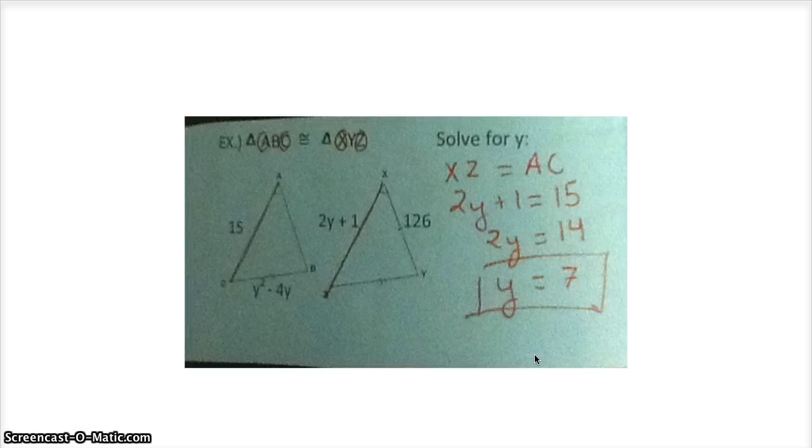Okay, hopefully you found out the answer was 7. If you look at the problem, you should see that XZ is congruent to AC because they're both the first and last letter in the congruency statement. So you have 2y plus 1 equals 15. And then you should find out that y equals 7.